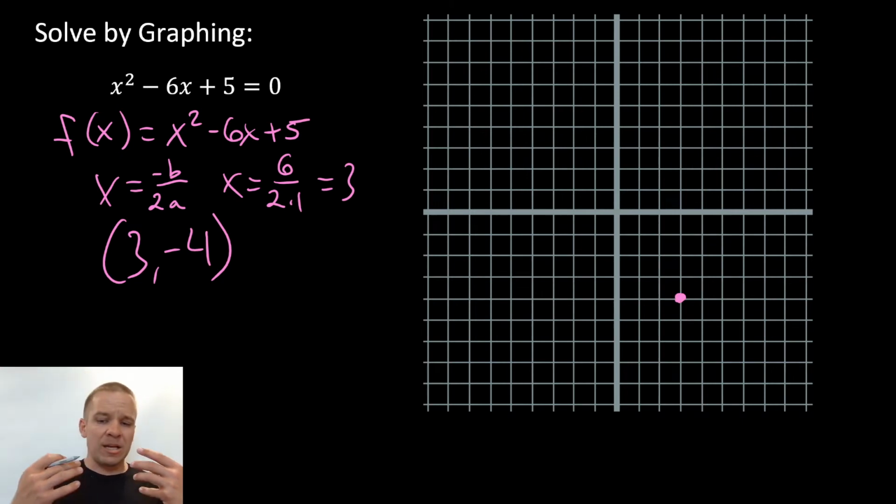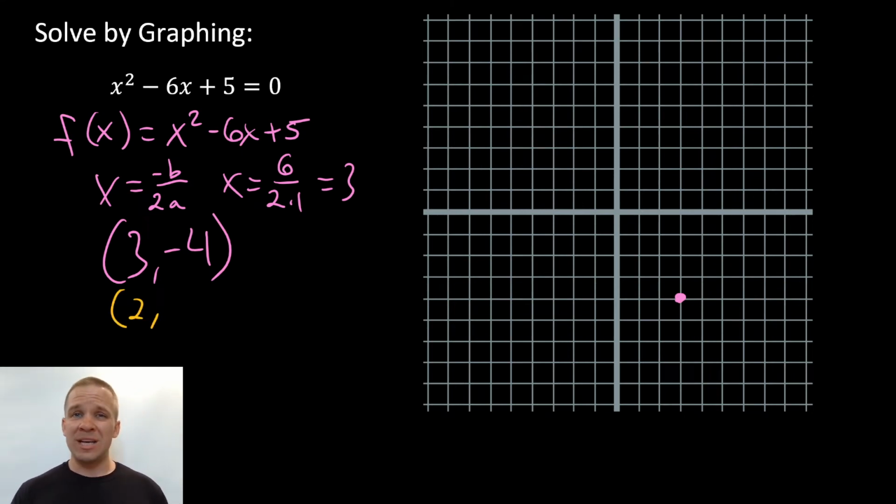Now, I can start plotting some other points. Let's pick some other x values. How about 2? Let's plug 2 in. I can either use a t-chart or just write down some ordered pairs. If I plug in 2, 2 squared is 4. 4 minus 12 is negative 8. Negative 8 plus 5 is going to be negative 3. So 2, negative 3. And that would be the same for the other one if I reflect that over my axis of symmetry, right? This is going to be my axis of symmetry here.